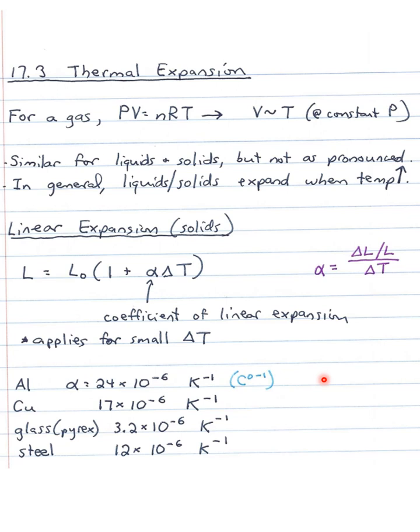And this refers to how much, for every degree change, whether it's Celsius or Kelvin, the object will expand. The greater the coefficient of linear expansion, the greater expansion you're going to get. So alpha for aluminum is 24 times 10 to the negative 6. Copper is a little bit less, so it's not going to expand as much, 17 times 10 to the negative 6. Glass, particularly Pyrex, is about 3.2 times 10 to the negative 6, so it will not expand as much. Steel, 12 times 10 to the negative 6.